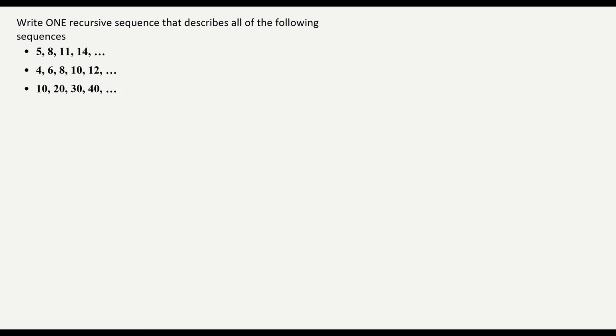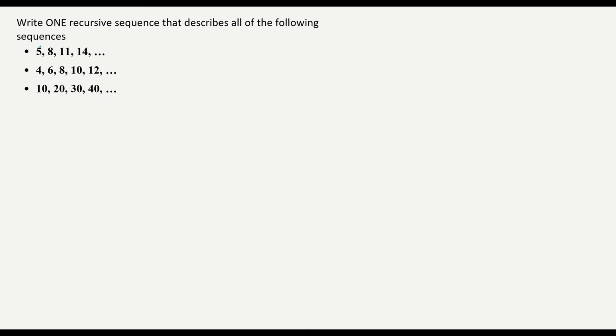It says write one single recursive sequence that describes each of the 3 sequences. So you see that there are 3 different sequences, but yet I'm actually able to write one single recursive sequence that would define all of those. Let's start off by going the easier route and writing each their own sequence.